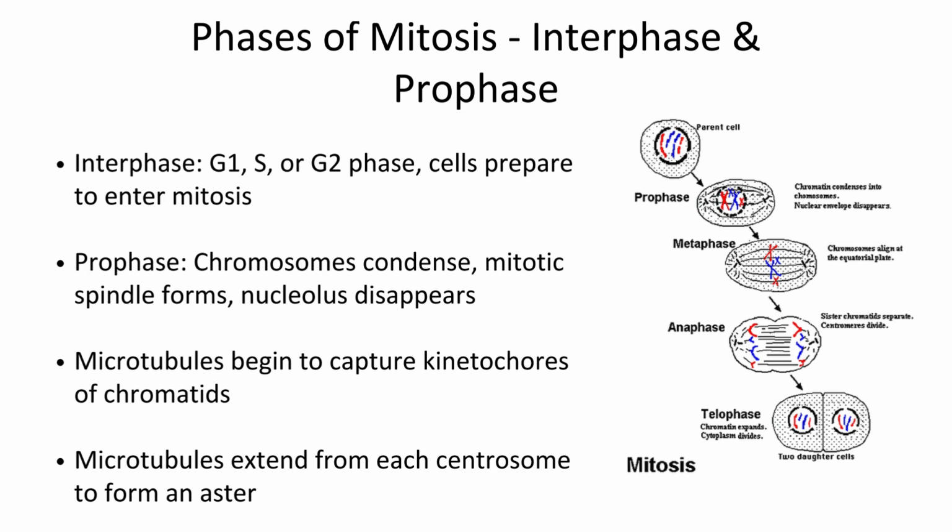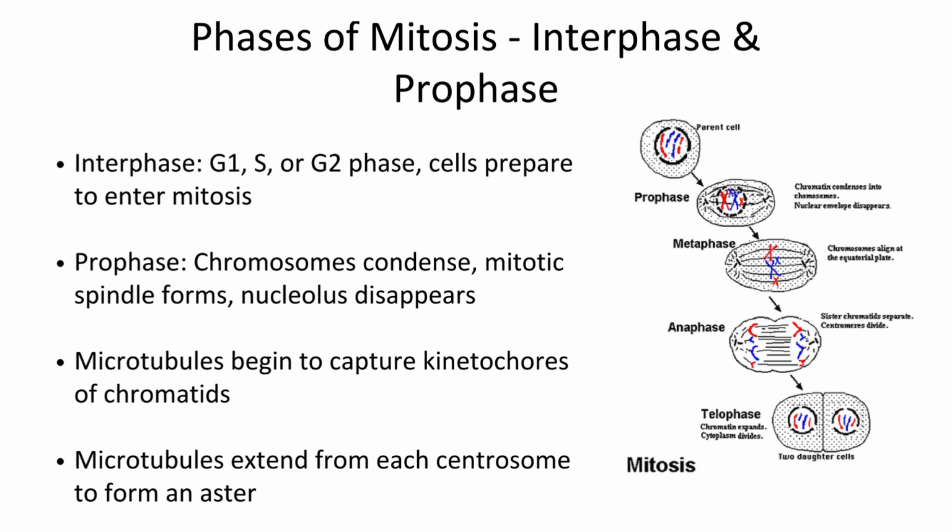Before we enter mitosis, the cell goes through a preparatory phase called interphase. Interphase includes the G1, S, and G2 phases. During the S phase, the cell replicates its DNA. In G2, the cell grows and prepares for mitosis. Although interphase is not part of mitosis, it lays the foundation for everything that follows.